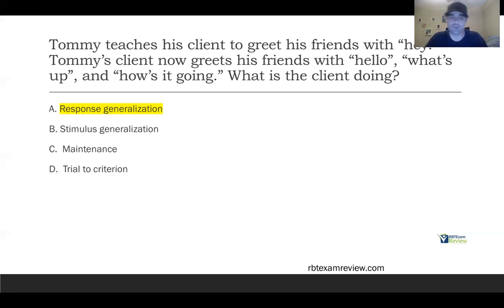This and differential reinforcement, I think, are the 2 hardest concepts for RBTs to grasp, okay? So if this is really confusing you, get everything down, okay? Learn everything else, and then come to generalization. They might ask you 1 or 2 questions on this.